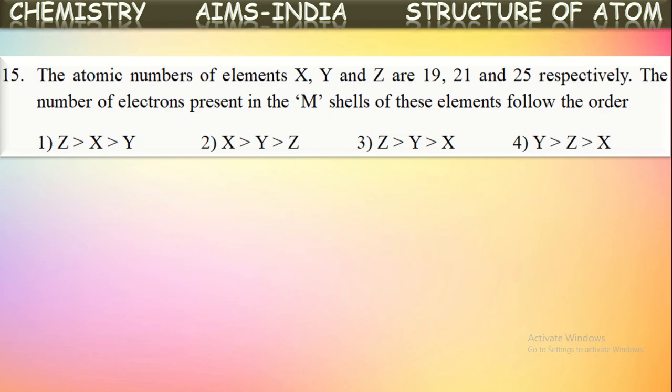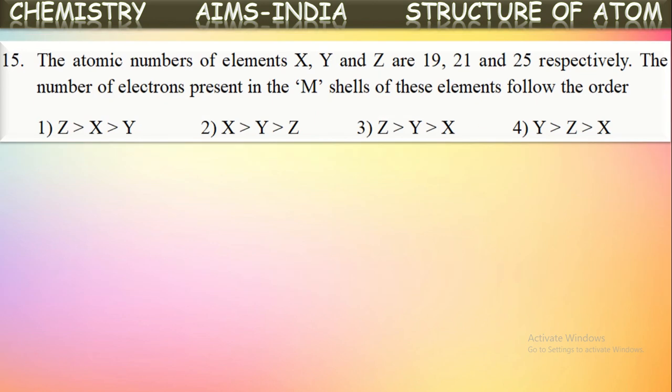Okay, next question. The atomic numbers of elements X, Y and Z are 19, 21 and 25 respectively. The number of electrons present in the M shell of these elements follow the order. So they're asking the number of electrons in the M shell of these atoms. If you write the electronic configurations, then we can identify the number of M electrons in these three elements. Then you can say the answer.